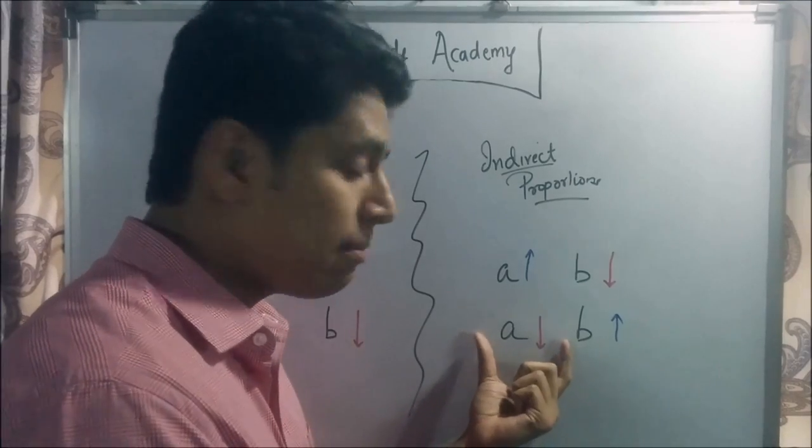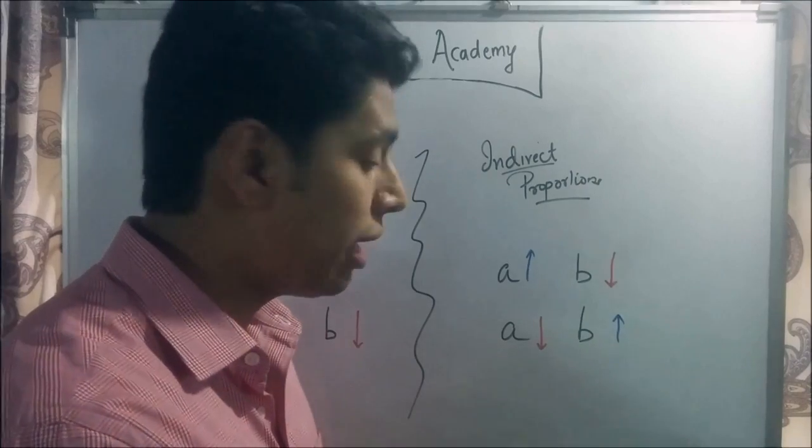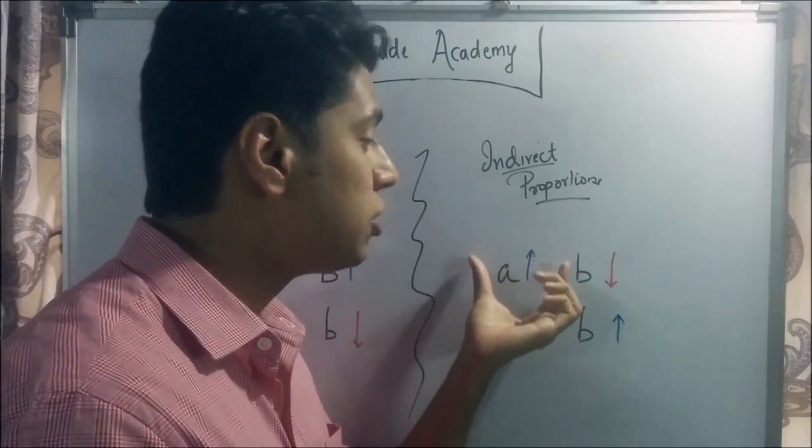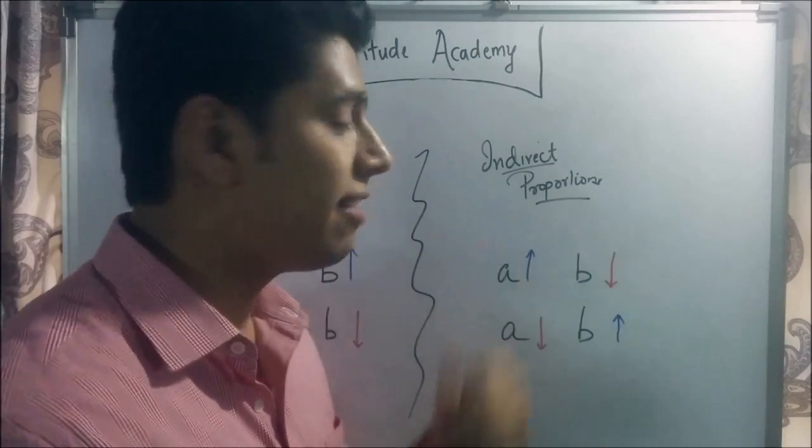So if there are fewer people, the size of the piece is going to be greater for each person. Everybody is going to get a bigger piece. But as the number of people goes on increasing, the size that each person gets is smaller. So that is basically indirect proportions.